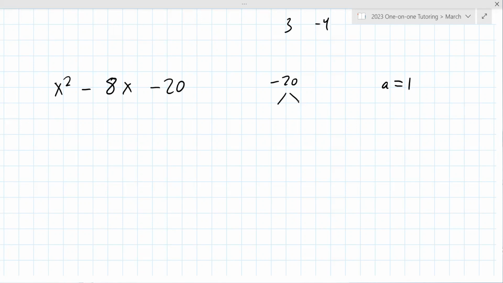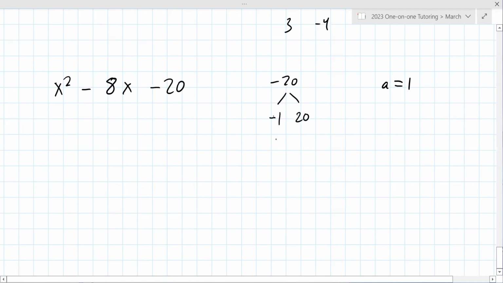I'm not really finding anything. Okay, so it's -1 times what number gets you to -20? -1 and 20. And then you flip the signs. Okay. So neither of those work, but that's okay. -2 times what gets you to 10? -10. And then you flip the signs. Do either of those work?